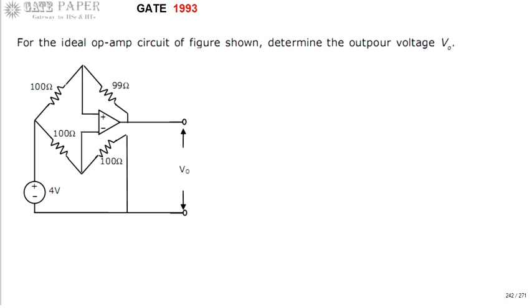Hello, we are discussing the GATE 1993 ECE paper, and this question is related to analog circuits. Look at the circuit consisting of an op-amp, and given that the op-amp is ideal, we are going to calculate the output voltage V0.